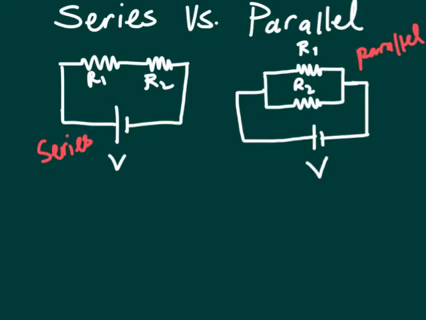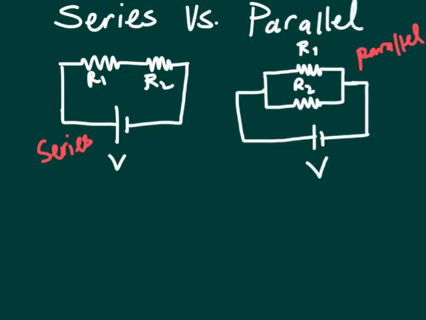Hi everyone, in this video we're going to look at the characteristics of series and parallel connections in a DC circuit. So the circuit to my left shows two resistors R1 and R2 connected in series, and the circuit to the right shows R1 and R2 connected in parallel. So what are the main differences?